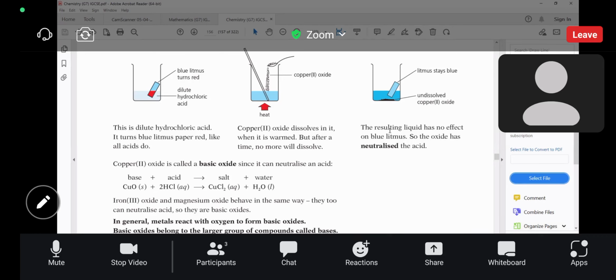Now we are going to see the property of copper chloride. Now if acid and base react, it is called a neutralization reaction. What is that? Neutralization. So the copper oxide is neutralized by HCl, right? So now you have mixed copper oxide, and here this is HCl. So at the bottom you have unreacted CuO. Now if you put blue litmus, it will remain blue. What does it mean?